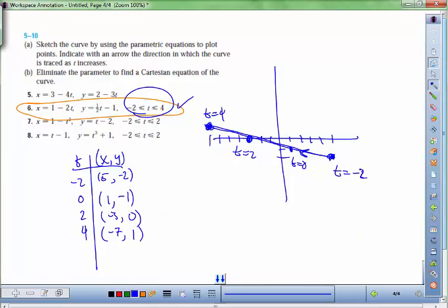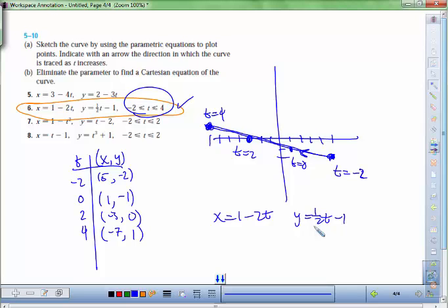All right, any questions? Now the other thing they want us to do is to eliminate the parameter to find the Cartesian equation for the curve. So what we could do is take a look at this. We have x is equal to 1 minus 2t, y is equal to 1/2 t minus 1. To eliminate the parameter, you simply set them equal to each other.